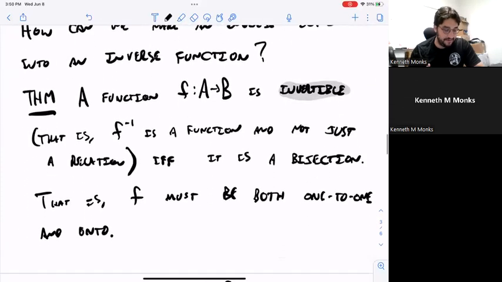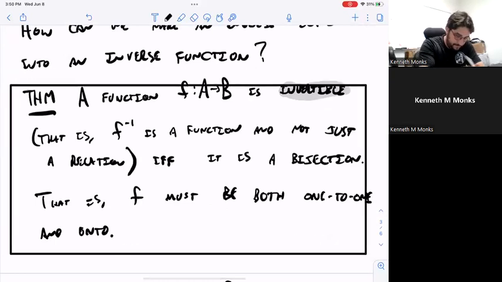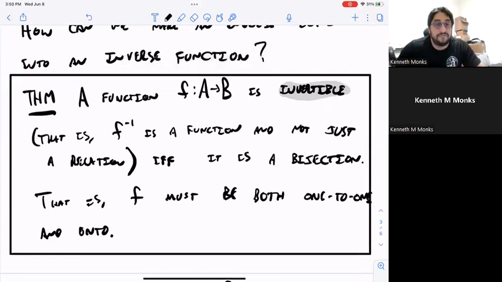The big theorem is this one right here: when is that inverse relation in fact a function? That's when we say f is invertible, to another function. The inverse relation is in fact a function only if f is a bijection. That's when that happens, if f is one-to-one and onto, if it's both injective and surjective.